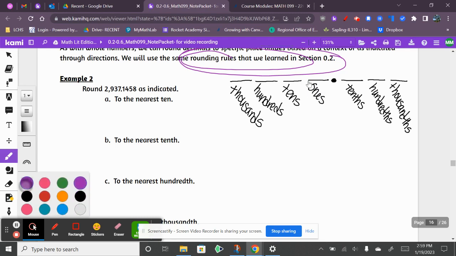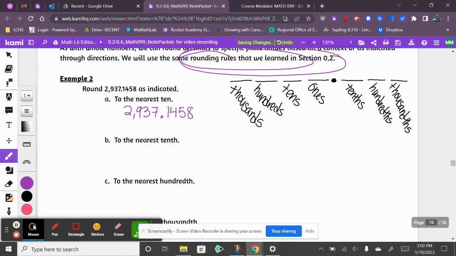I'm going to use those same rules that we learned from section 0.2. This one says to round to the nearest 10. So I'm going to write the number, and I'm going to first underline the tens place. So that's going to be the 3. I'm going to circle the number that's just to the right. It is a 7, so that tells me I'm going to round up the 3. So it will be 2,940, and then everything that follows can become a 0. Now, you do not have to write all of those decimal places as zeros. Instead, if you just wanted to end at the last part to make it a whole number, you can do that as well.